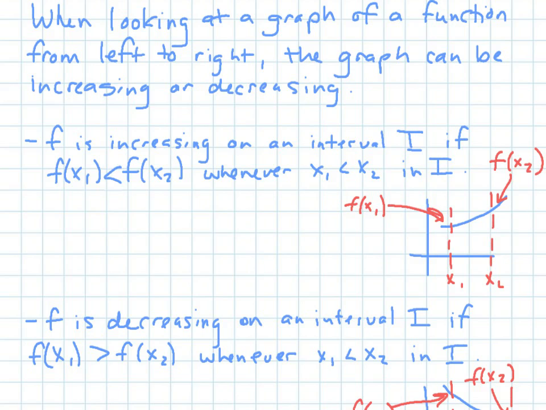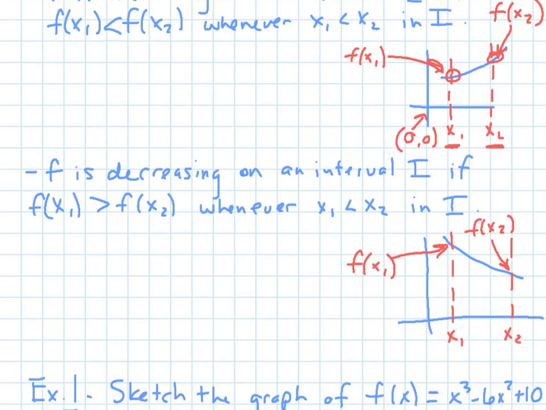So as I move from left to right, and looking at this graph, here's my origin, okay? And so this number is obviously smaller than this number based on our location on the x-axis. And so looking at our graph, this function's value is going to be smaller than this function's value. So that means we're increasing on that part of the graph. So it would be an increasing interval.